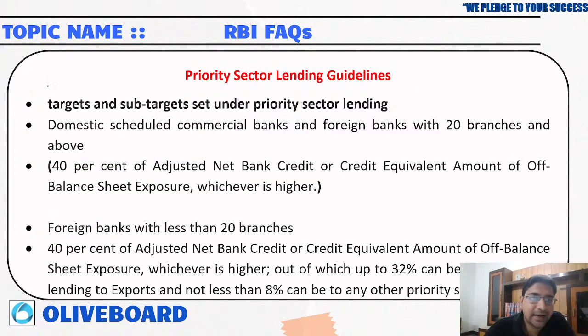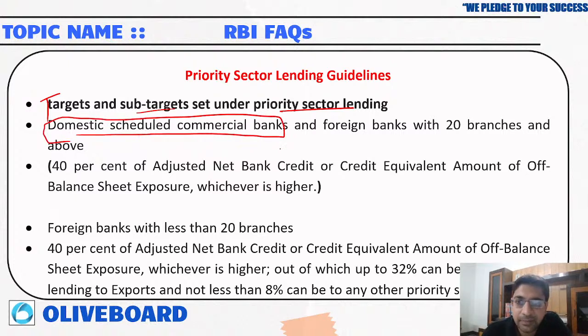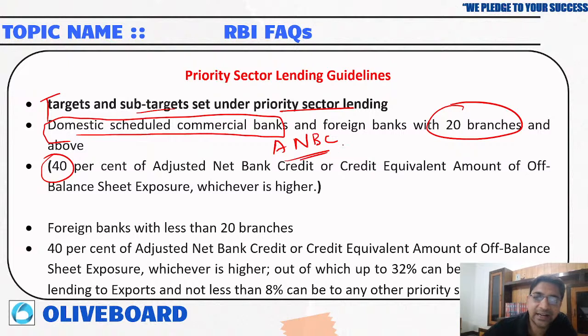So here are the targets and sub-targets under priority sector lending. One is the domestic scheduled commercial bank, and a foreign bank which is having 20 branches and more. They have to invest 40% of their adjusted net bank credit, that is ANBC. Okay, 40% of that.